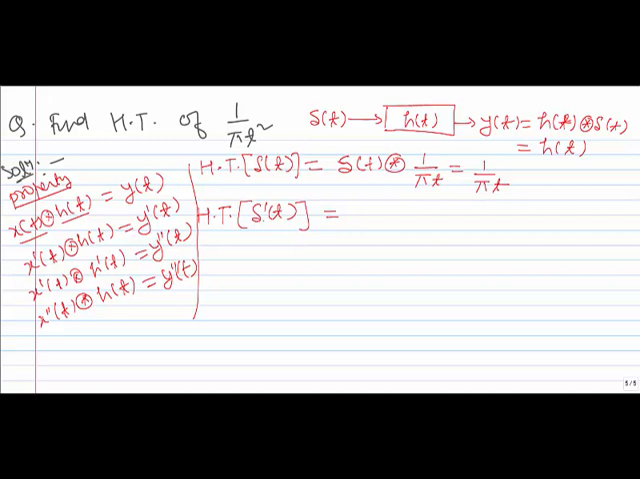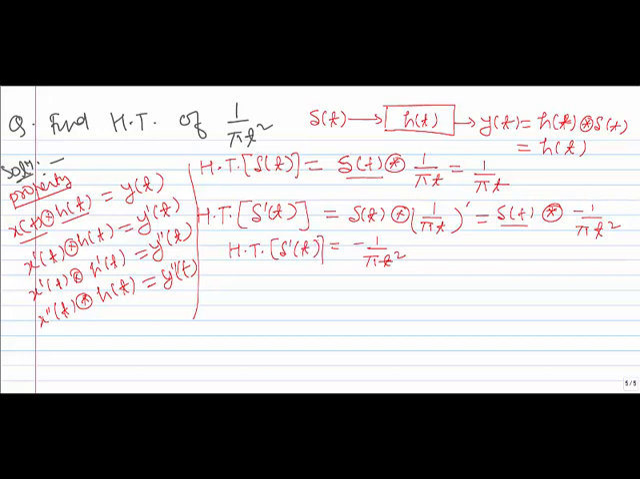For the Hilbert transform of the differentiation of the impulse signal, we apply the differentiator operator on one of the signals. I am not applying it on this, I am applying it on this. So it will be 1 upon pi t dash, which equals del t convolved with minus 1 upon pi t square. We know the convolution of any signal with the impulse signal is the same signal, so it will be equal to minus 1 upon pi t square, right? So this is the Hilbert transform of the differentiation of the impulse signal.